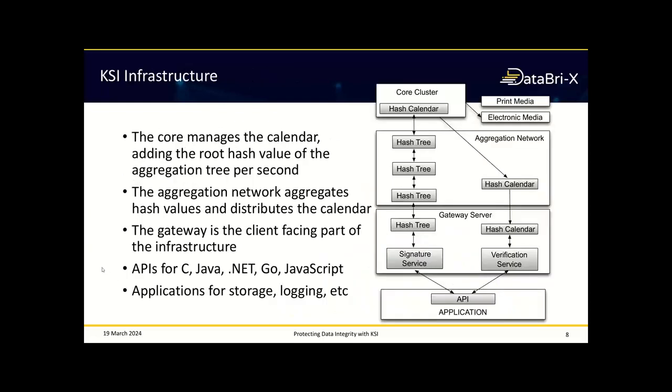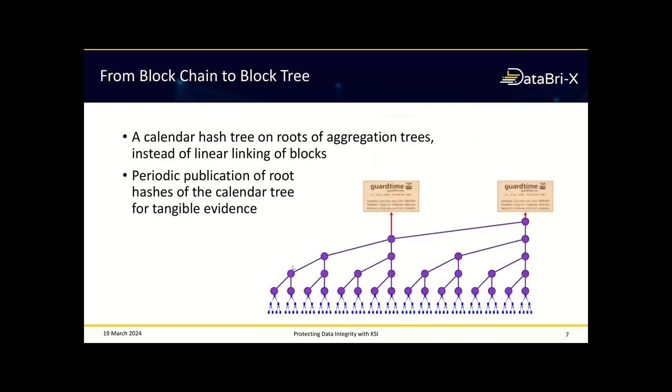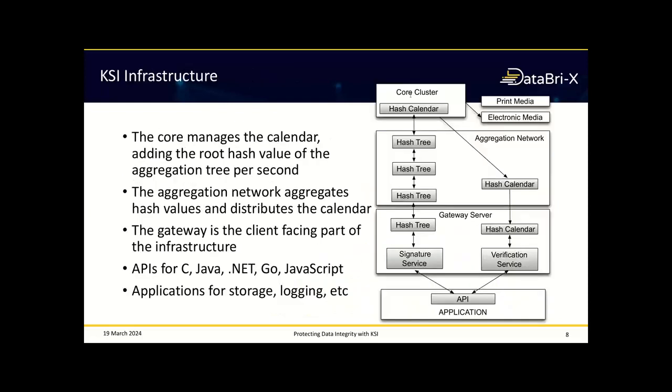And now, how all of this mathematics is deployed in practice. This is the infrastructure part. The infrastructure consists of several layers. At the top of the infrastructure is a so-called core cluster, which maintains the hash structure. This is the purple hash tree, the calendar structure, from the slide, and it is maintained by a distributed cluster of servers.